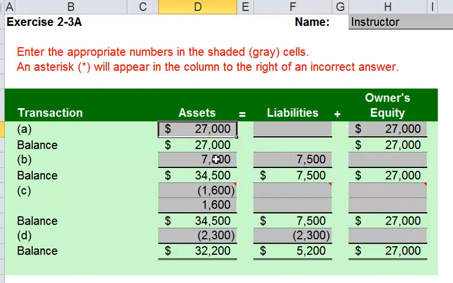So B then says that we bought office equipment on account. So we bought office equipment. We now have office equipment because we bought it. And office equipment is an asset. So we're going to increase our assets by $7,500.